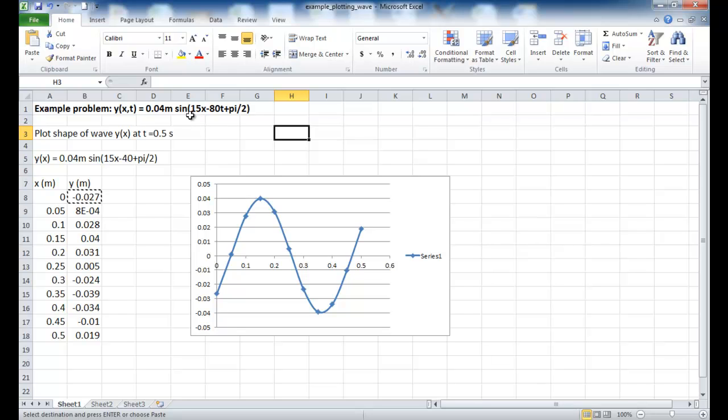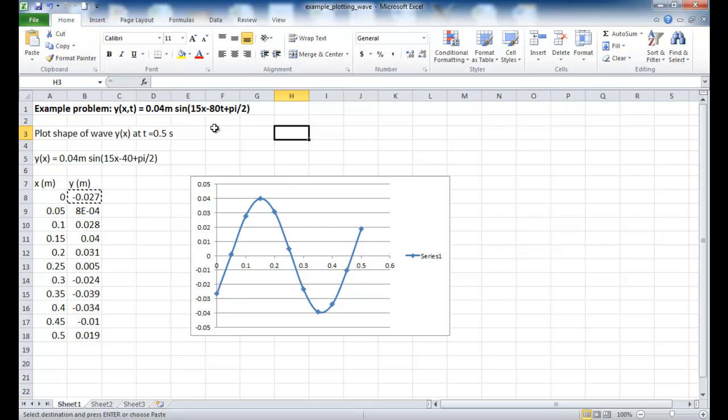So just to recap then, if we look at this sine 15x minus 80t plus pi over 2, 15 is the wave number. 2 pi divided by the wave number gives us the wavelength. 80 is the angular frequency omega, and 2 pi over omega gives us the period. And so those are the quantities we calculated. Of course, the coefficient out in front of the sine function is the amplitude, and this gives us lots of information about the way the wave propagates and the shape of the wave, its wavelength, its frequency.